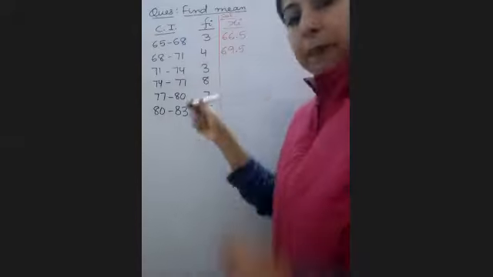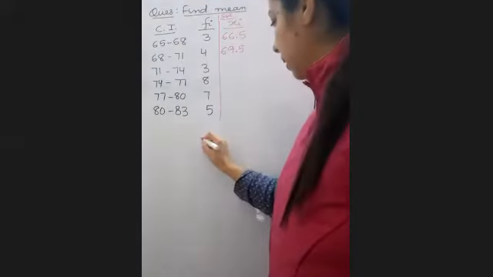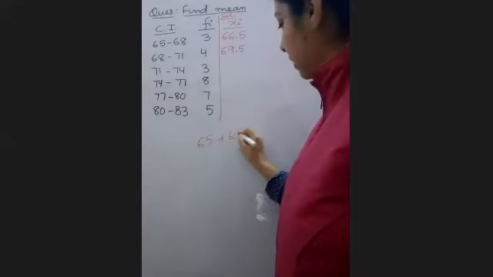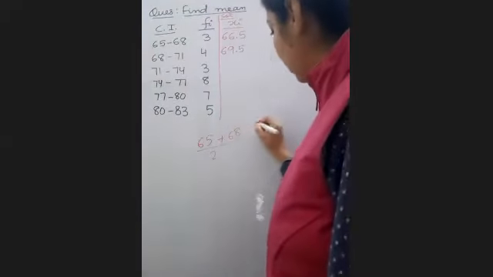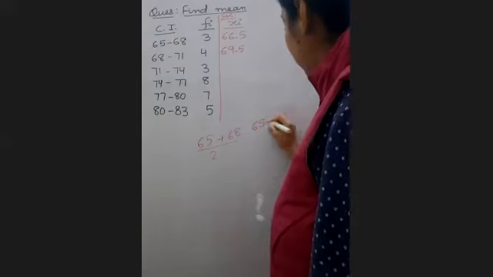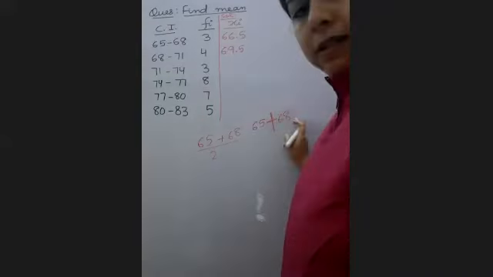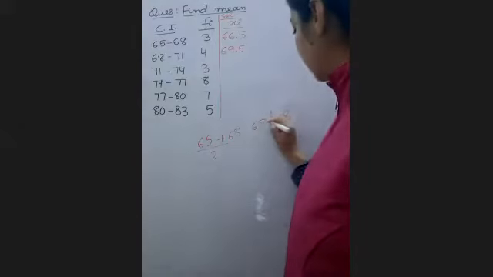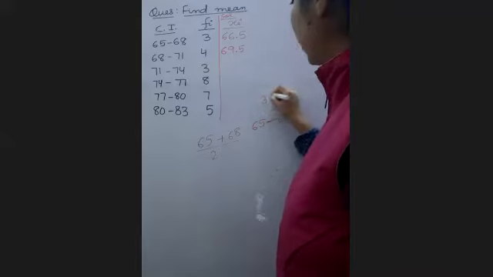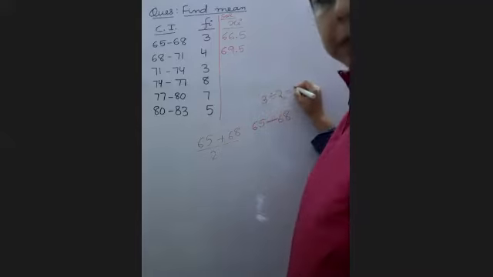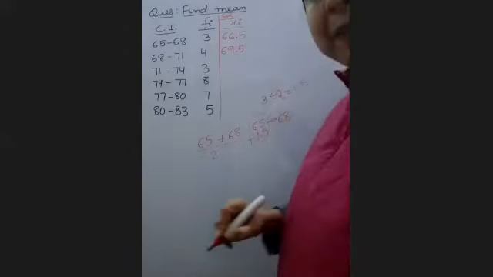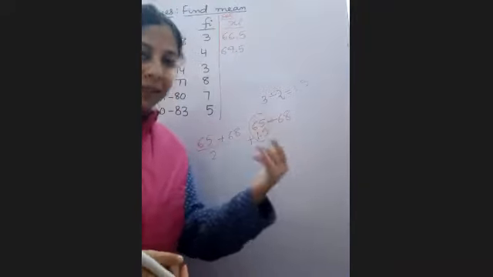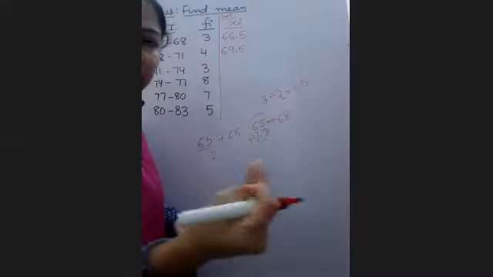Now, children, I want you to make some observations here. One way of calculating the class mark is adding 65 and 68 and dividing by 2. The other easy way: for 65 to 68, what is the class size? Upper limit minus lower limit, which is 3. If you divide 3 into 2 equal parts, you get 1.5. Adding it to 65 gives 66.5. That is how you can find it easily orally.